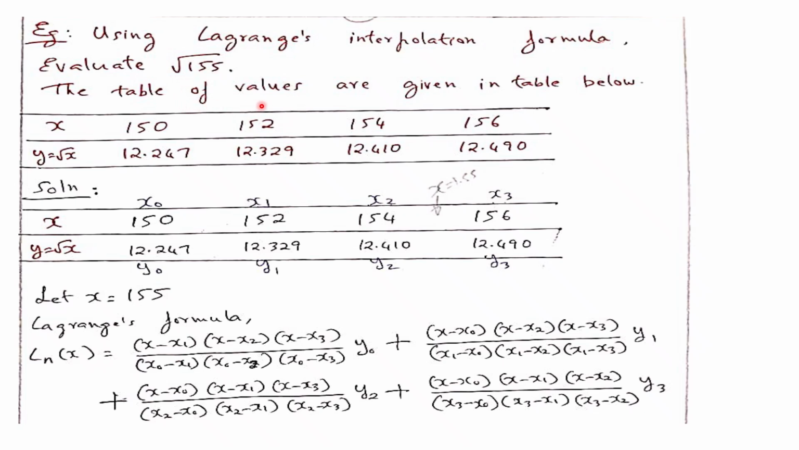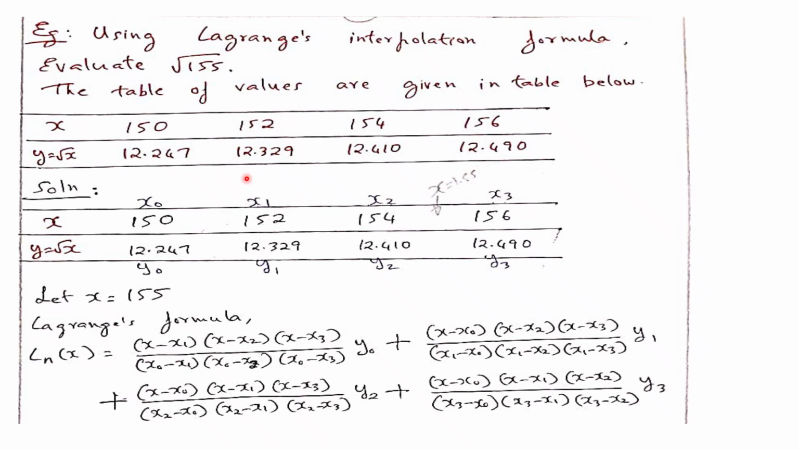The table of values are given as shown. Now you see there are two things, one is x, another one is y. The relation between x and y is here, y is equal to root x. So 150 square root is 12.247. This you can check in the calculator also, you will get the same when you take the root of 150. When you take root of 152, you get this. When you take root of 154, you get this. When you take root of 156, you get this. So that is given in the problem, you don't have to worry.